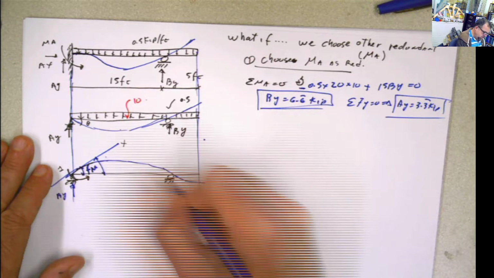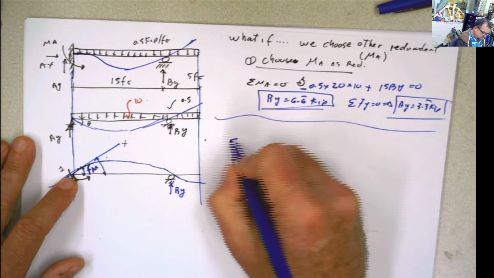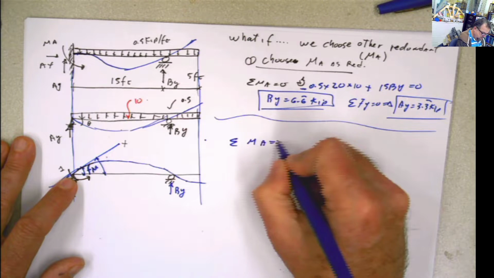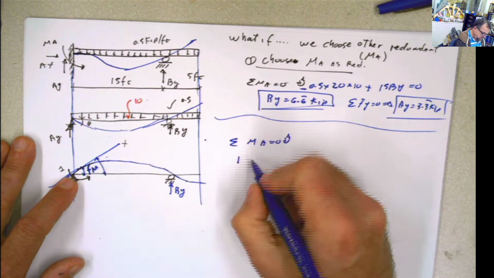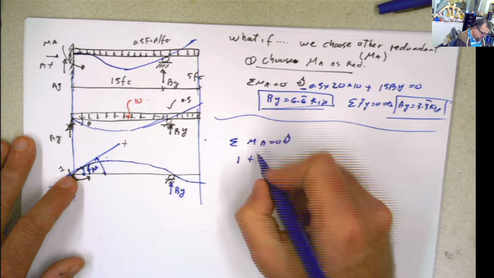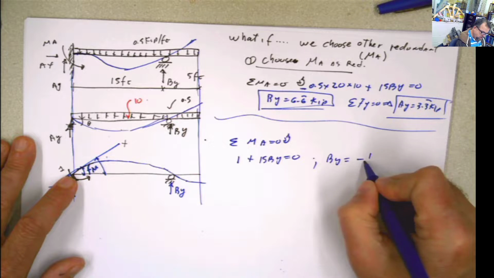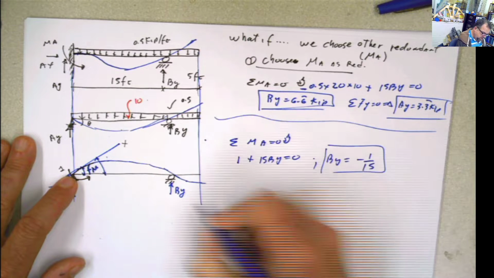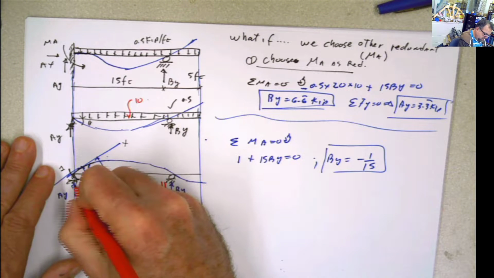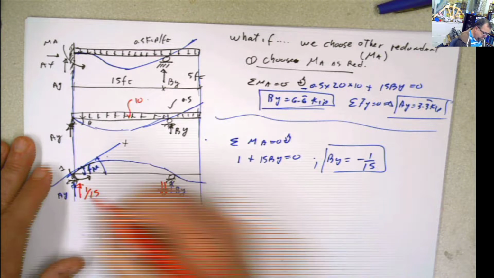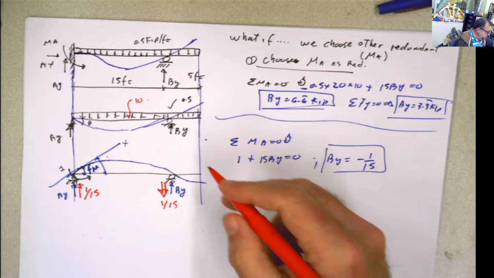This is AY, this is BY, and I can do summation of moments at A equals 0. And if you do that, you have positive 1, plus 15 BY equals 0, meaning BY is going to be negative 1 over 15. That means that BY is going to be acting in reality downward. And if I do summation of forces in x, now AY is going to be also 1 divided by 15 in this direction. So once we have that, we do the same thing.